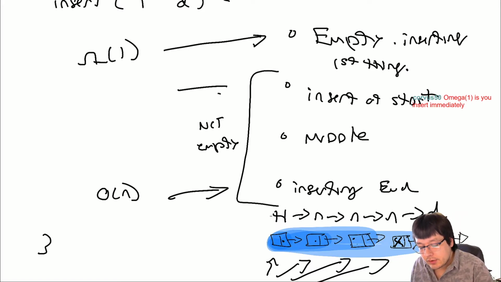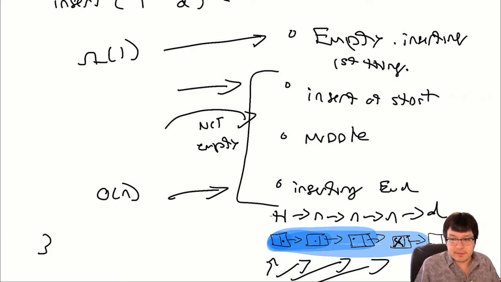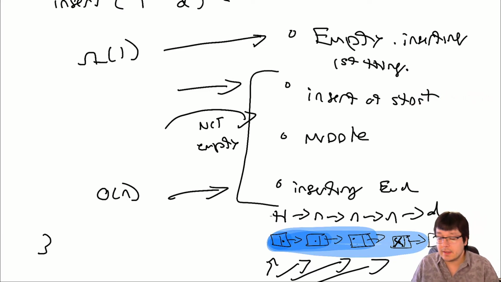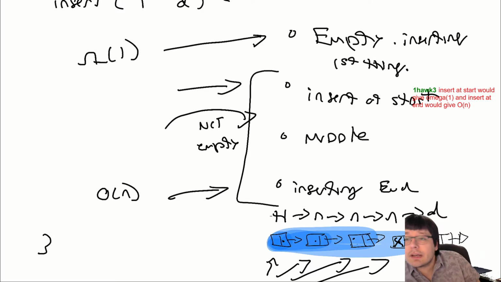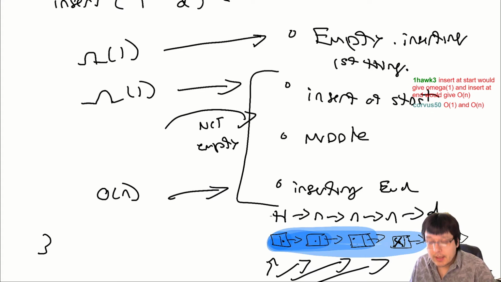Okay, what about these 2? Insert at start and insert at middle. Let's just say for the purposes of this that middle means the exact middle. Insert at start would be omega of 1. Yes, you are correct. It's still constant time. And then insert at middle would give O of n. You are indeed correct.